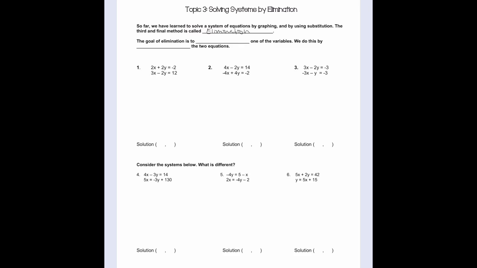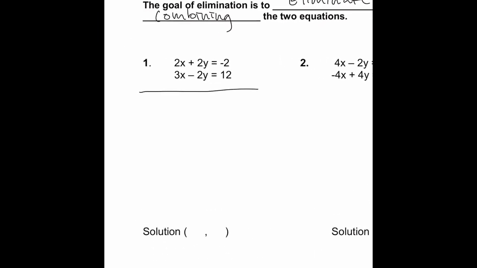Okay, the goal of elimination is obviously to eliminate one of the variables, and we do this by combining the two equations. So what does it mean to combine in math? Well, when we say combine, we add. So we're going to add from top to bottom.